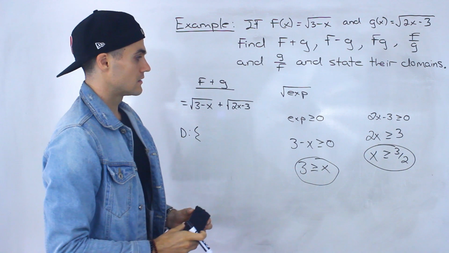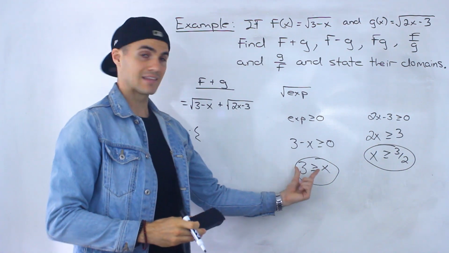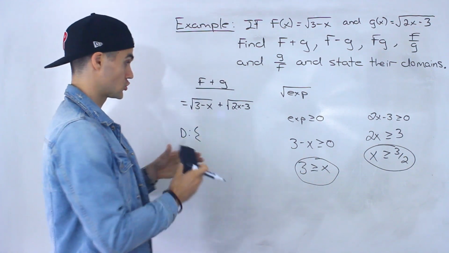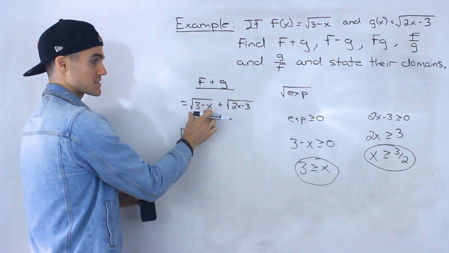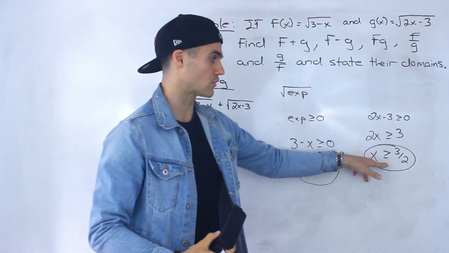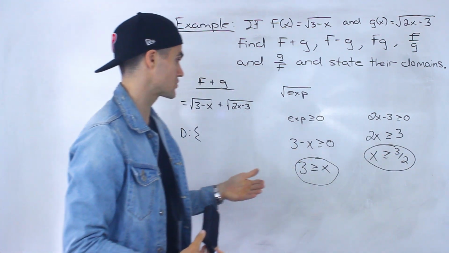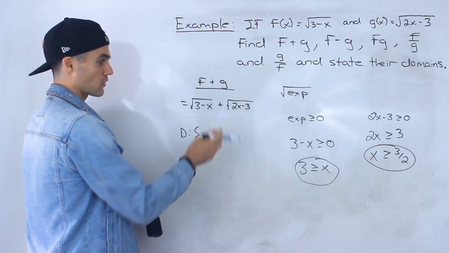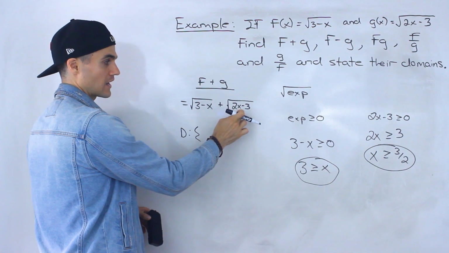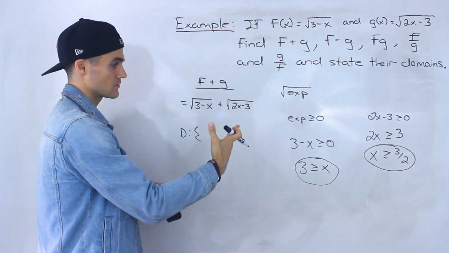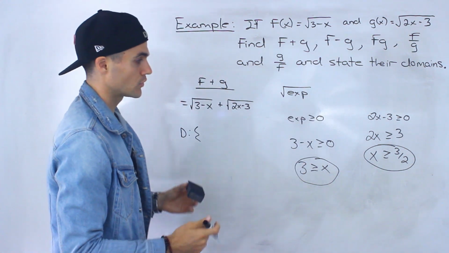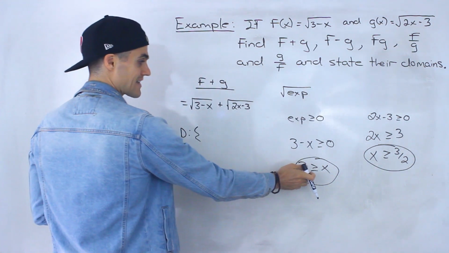So notice that x has to be less than or equal to 3, it cannot be greater than 3, or else the total function, the overall function is going to be undefined at this portion. And it has to be greater than or equal to 3 over 2, because if it's less than 3 over 2, for example if it's 0, over here we'll get the square root of 3, which is fine, but over here we'll have the square root of negative 3, which we can't do. So notice that combining these, x has to be greater than or equal to 3 over 2, but less than or equal to 3.